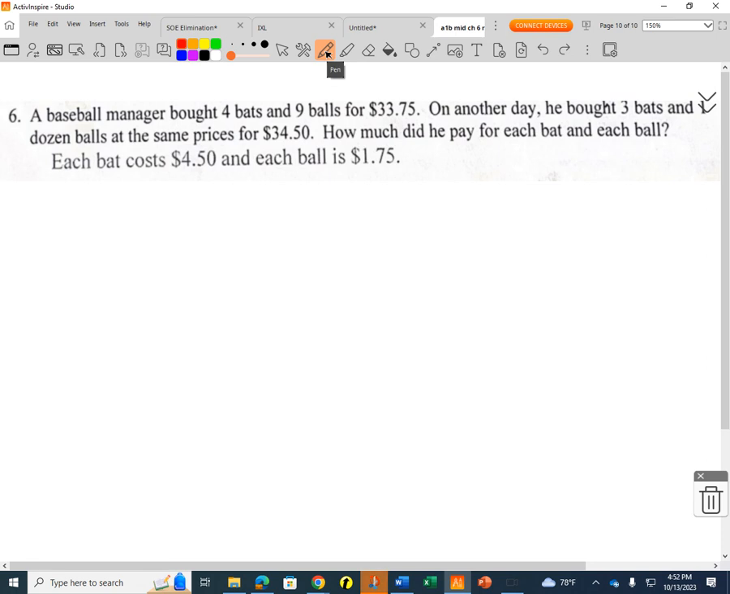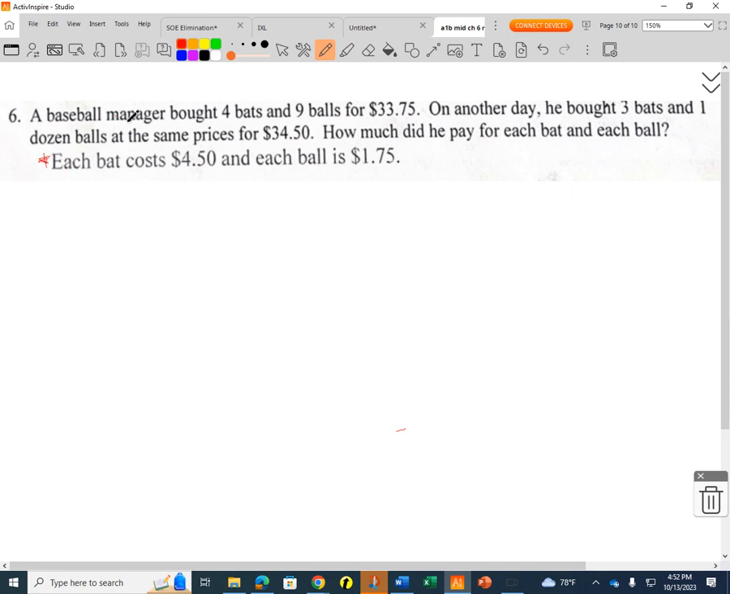Okay, so a manager bought 4 bats and 9 balls for $33.75. On another day, he bought 3 bats and 1 dozen balls at the same prices for $34.50. How much did he pay for each bat and ball? Well, this is the answer. But how did we get the answer?